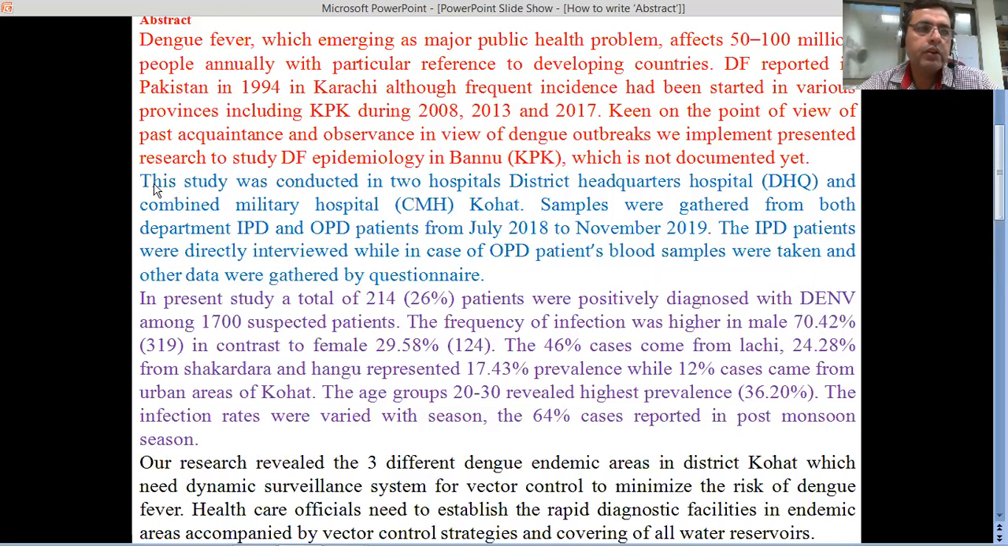Okay, so the methods are an important part of your abstract. But before the method, you should also describe the aim of the study. What was the aim of this particular study? You have identified a gap here. This is the gap or rationale of your study, that this kind of study has not been done in this particular part of the province. That's why you are going to do this particular study.